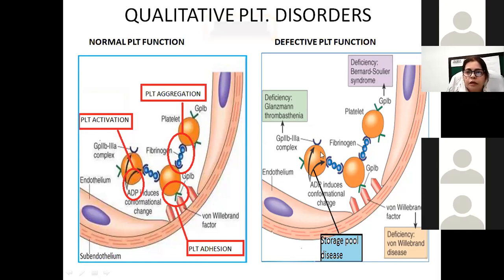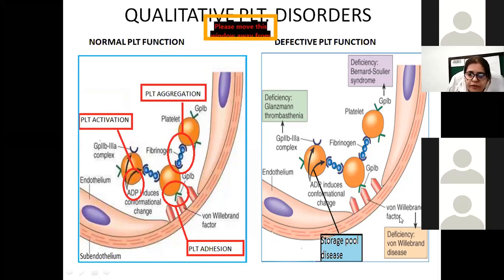So there are certain defective platelet functions which can occur if there is deficiency of von Willebrand factor. So platelet adhesion will not occur. Or if there is deficiency of platelet receptor glycoprotein 1B9, again platelet adhesion will be absent.